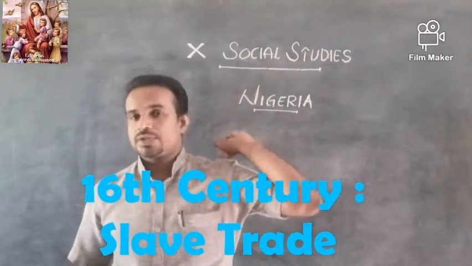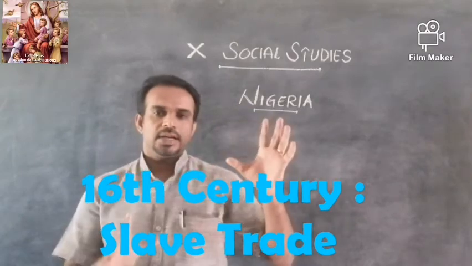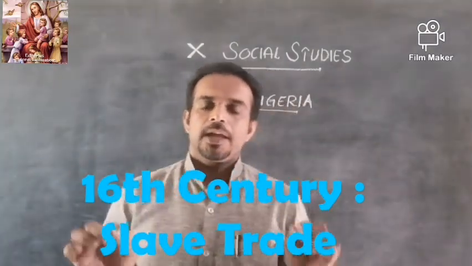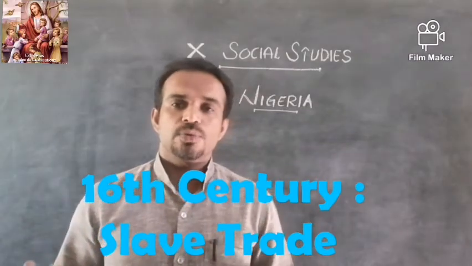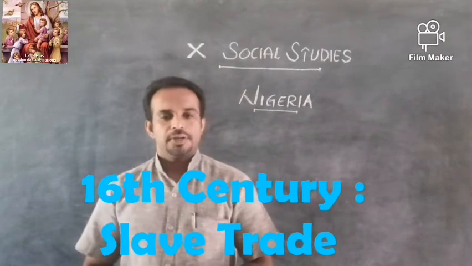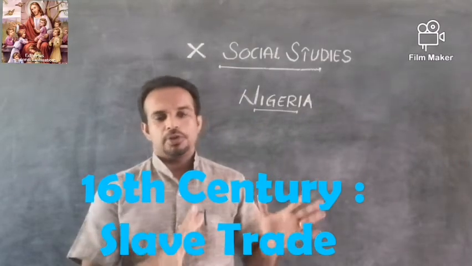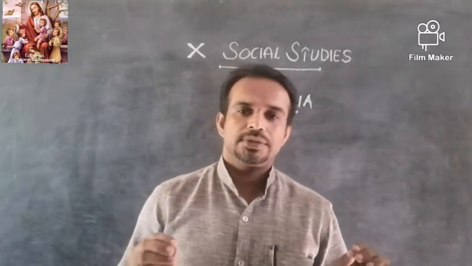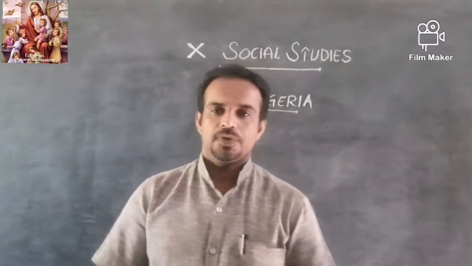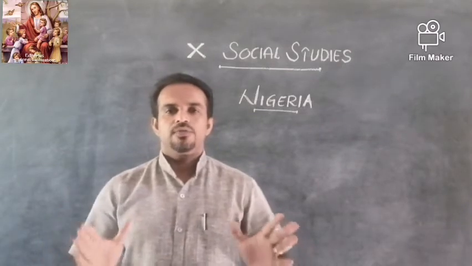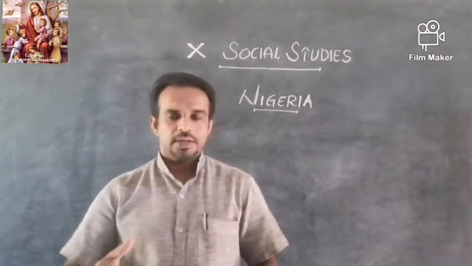And from the 16th century onwards, Nigeria, or the entire African continent, provided a greater source of slaves. The slave trade was predominant in the African continent, and it continued up to around the 19th century. And by the 19th century, the slave trade was legally ended. So no more chance of trading with slaves.